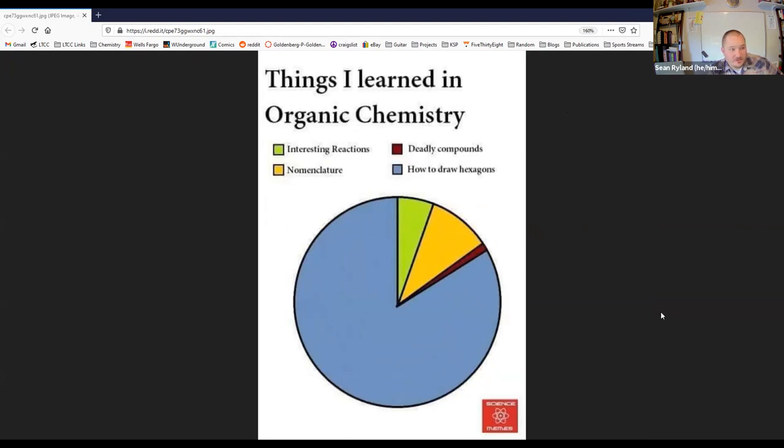Thought that this was relevant. Especially if you want your hexagons to look like a chair or a boat, then OCHEM is your primary source of knowledge, right? Just try to explain to a mathematician how you can make a hexagon look like a boat, and they'll probably start throwing things.